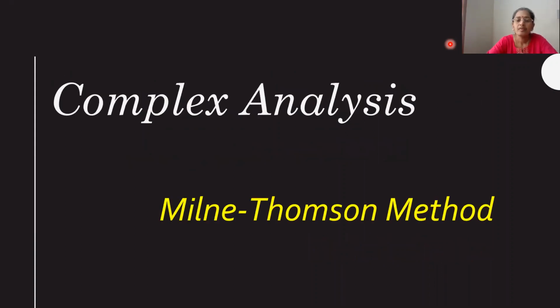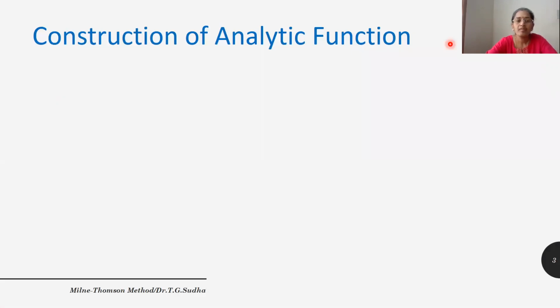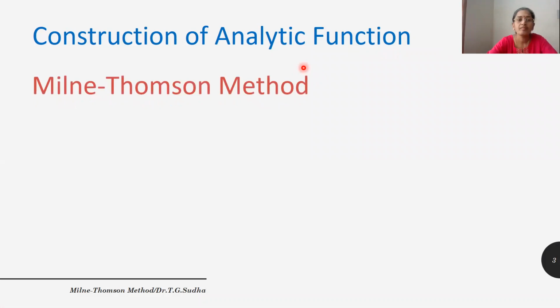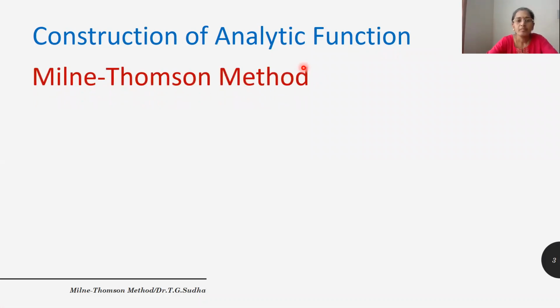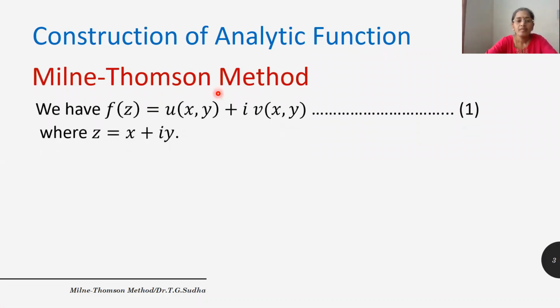Milne-Thomson method using Maxima. To begin with, let us see the construction of an analytic function. We are using the Milne-Thomson method. We have f of z is equal to u of x comma y plus i into v of x comma y. Let us call this expression 1, where z is equal to x plus iy.